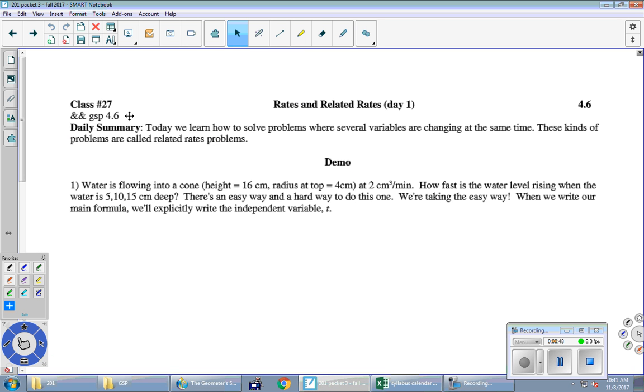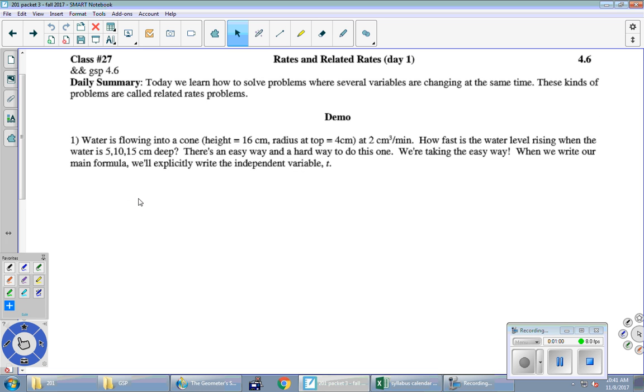All right. So let's take a look. Today we learn how to solve problems where several variables are changing at the same time. These kinds of problems are called related rates problems.